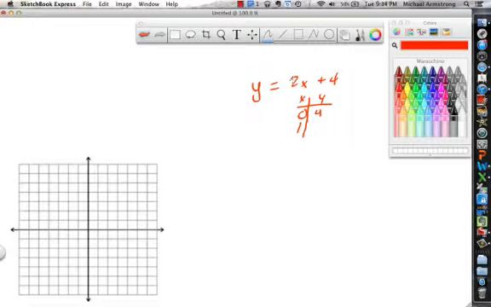You put in 1 for x. 2 times 1 is equal to 2. 2 plus 4 is 6, so you put in 6, and that's what y is. So x is 0, then y is 4. X is 1, y is 6.